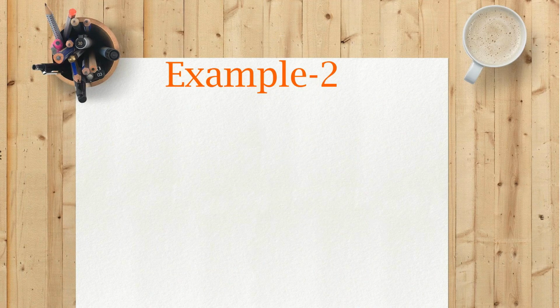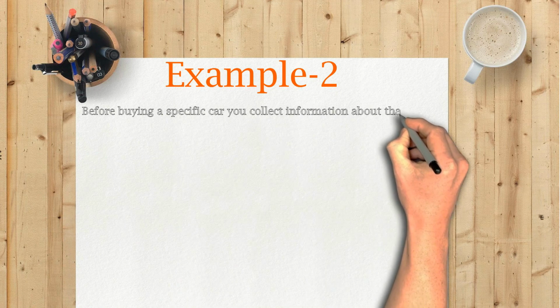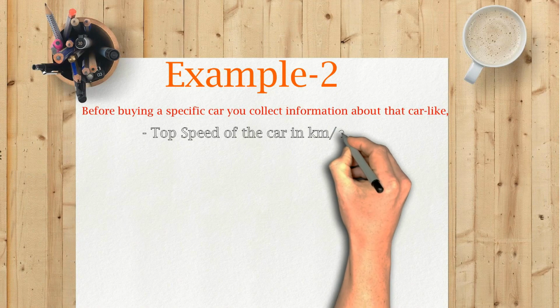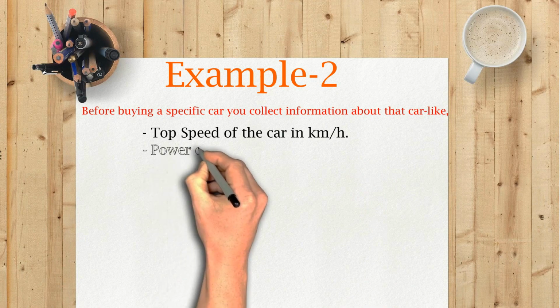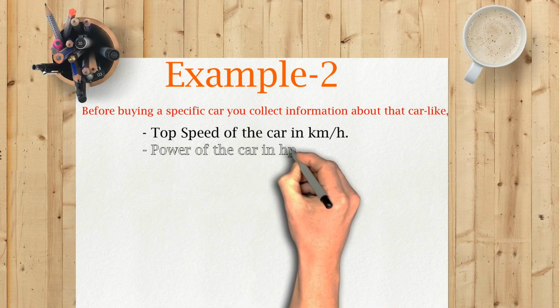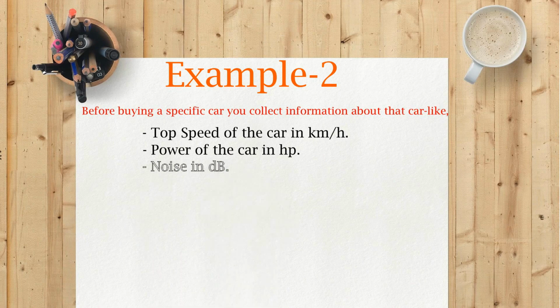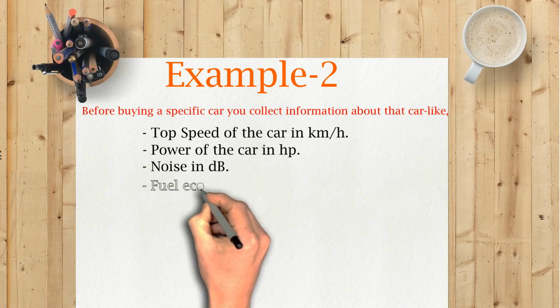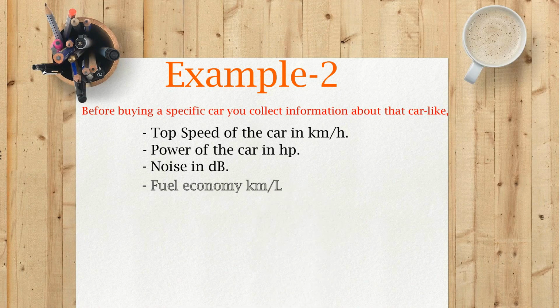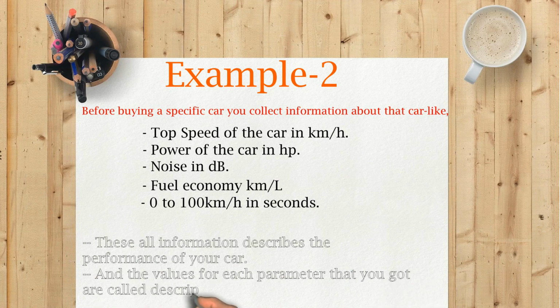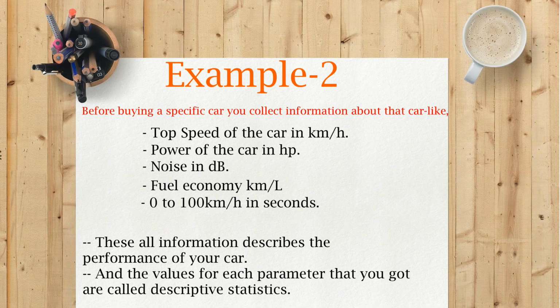Example 2. Before buying a specific car, you collect information about that car like top speed of the car in km per hour, power of the car in HP, noise in decibel, fuel economy km/L, 0 to 100 km per hour in seconds. All this information describes the performance of your car. And the values for each parameter that you got are called descriptive statistics.